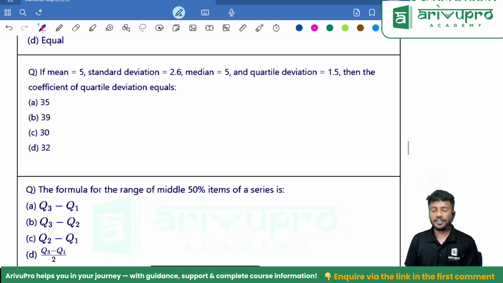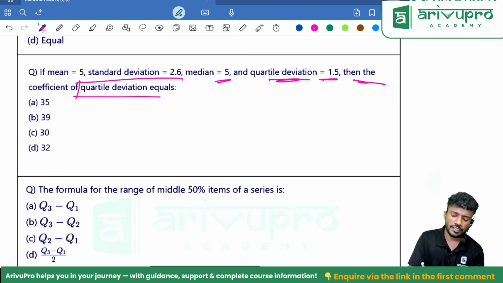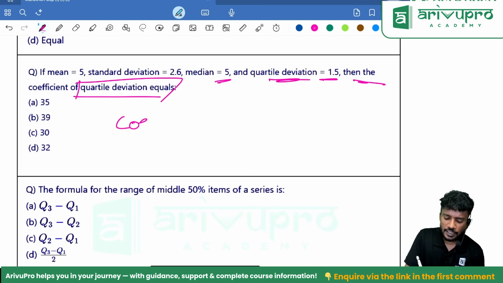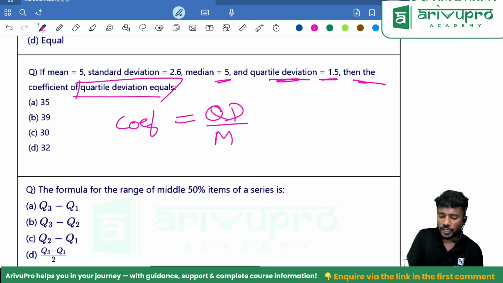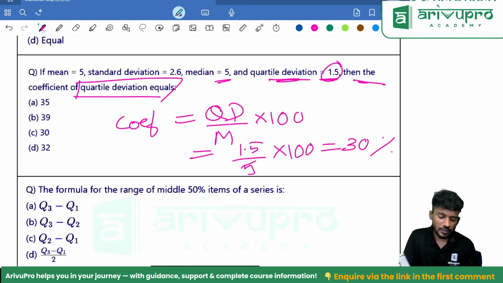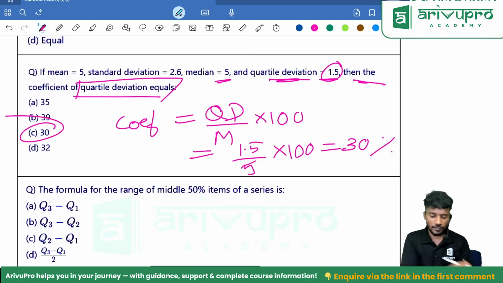Now, mean is 5. Standard deviation is 2.6, median is 5, quartile deviation is 1.5, and the coefficient of quartile deviation is equal to how much? 30. So, coefficient of quartile deviation, what all formula we know of? Quartile deviation divided by median into 100. QD is how much? 1.5 divided by median is how much? 5 into 100. How much is it? 30%. Option C is our answer.